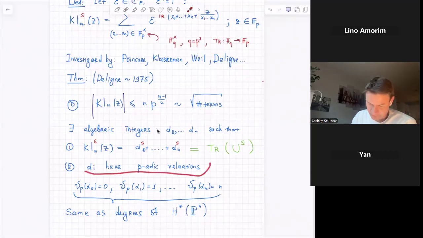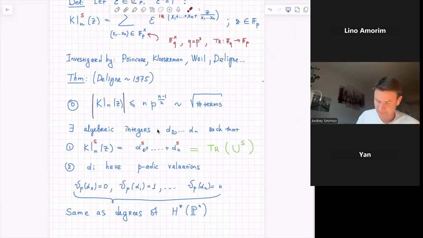And what we also know is that if we consider the sum p-adically, so these alphas can be considered as elements in the p-adic field, then their valuations are given by, so the p-adic valuation of alpha_i is given by i. It should remind you of the degrees of cohomologies of P^n. So behind that story, there is a quantum differential equation for this variety, and valuations of these eigenvalues are related to degrees.